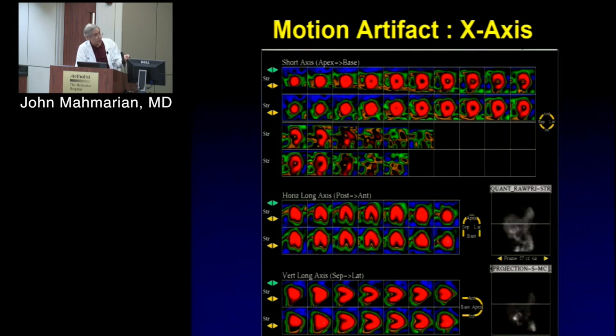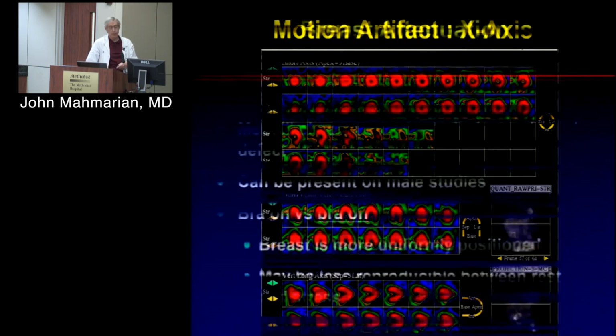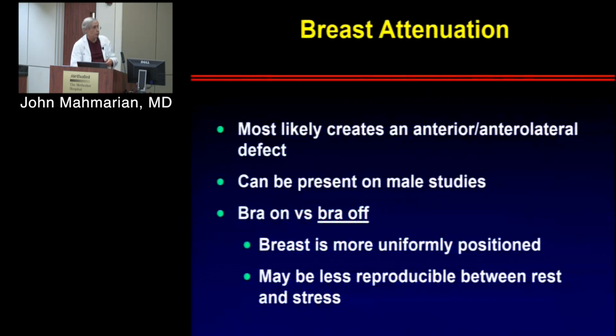And you can see that that's completely gone. So x-axis motion is something you should always look for. You should always look at the raw data to make sure that there isn't motion artifact.